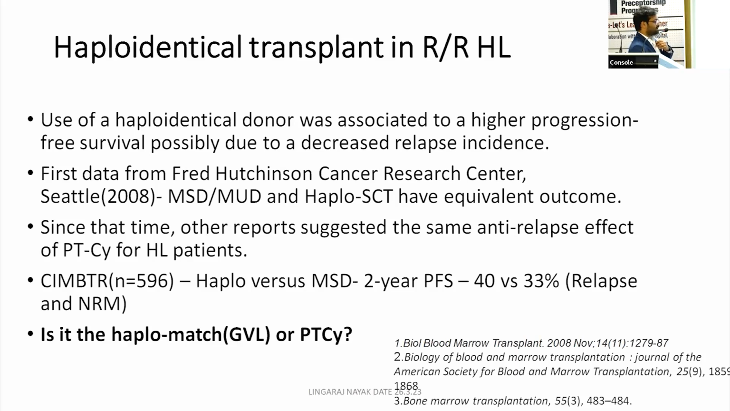So again, in a haplotransplant, you have two important things. One is PTCY, and one is the mismatch of donor versus recipient, or graft versus leukemia, which is helping. Or there is some hypothesis that if you just do PTCY with matched sibling, you get the same result, right? We still don't know whether it is the PTCY or the mismatch GVL that is helping and driving those outcomes, right? But we need better data to understand that.